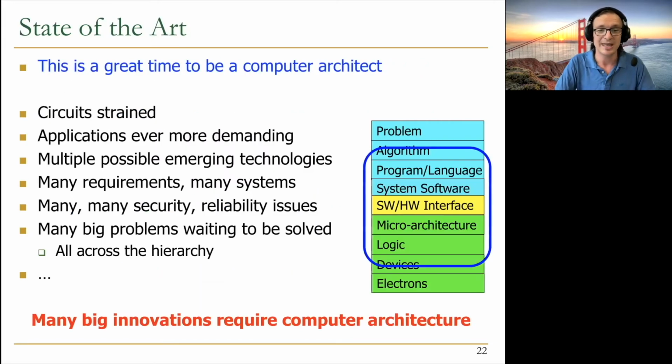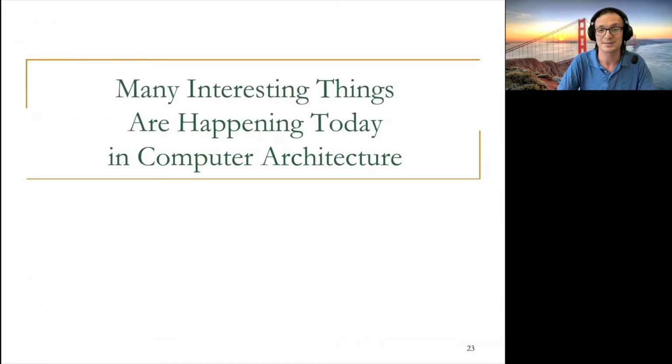Okay, so as I said, this is a great time to be a computer architect because a lot of things in the system are strained. Applications are more demanding. There are many requirements. There are multiple possibly emerging technologies, many issues, and many big problems waiting to be solved. And many big innovations require computer architecture going into the future, as we have been seeing in systems. And remember, I showed you many interesting things happening today in computer architecture in lecture 1 of this course. Now, many interesting things actually happened during the course of this course. I'm not going to cover all of them. I'm going to show you a few.